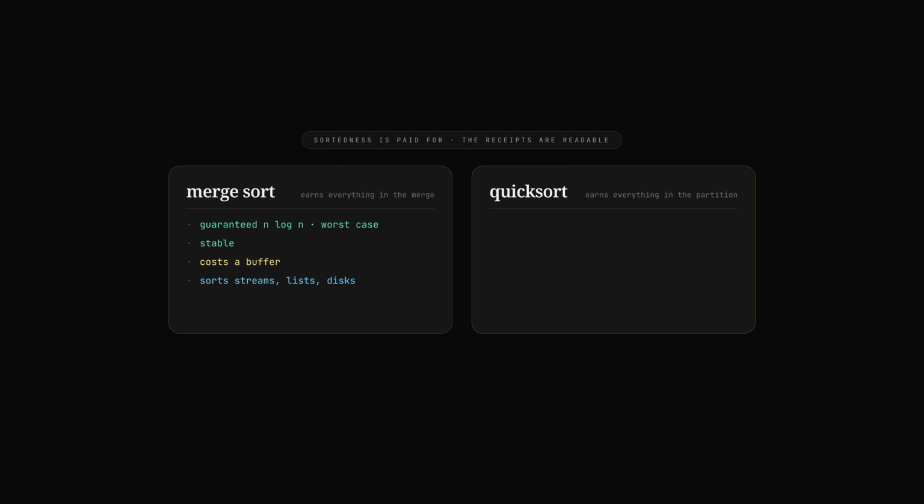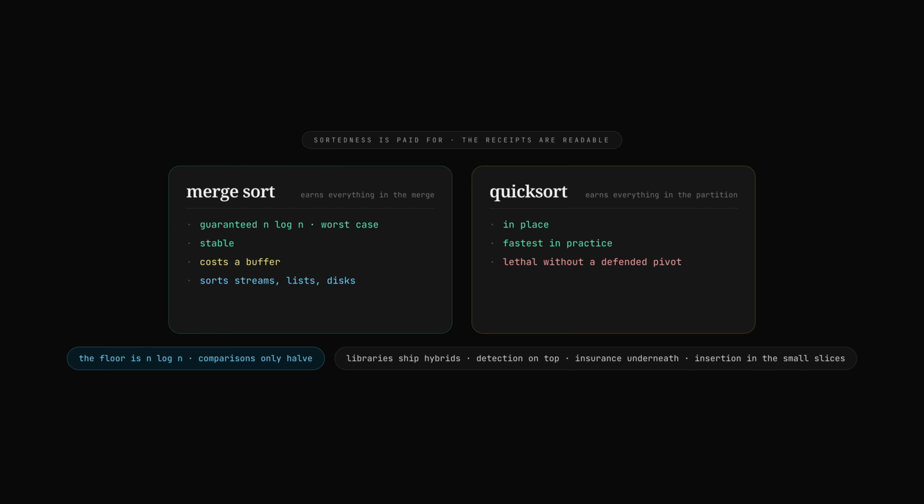Quicksort earns everything in the partition. In place, fastest in practice, lethal without a defended pivot. The floor is n log n because comparisons only have, and the libraries ship hybrids. Detection on top, insurance underneath, insertion sort in the small slices.